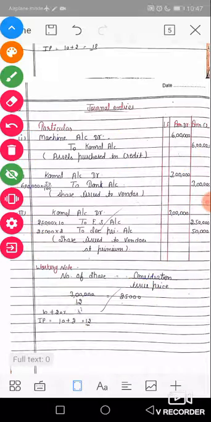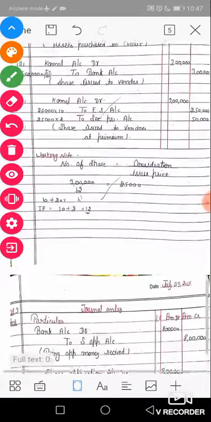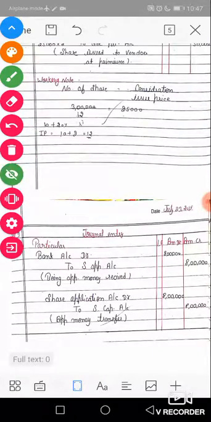Okay, now next numerical, number three. Numerical number three is related to issue of shares for cash. These two numericals were related to issue of shares other than cash, and the next numerical is issue of shares for cash, in which the company receives all the amount in the lump sum payment system.